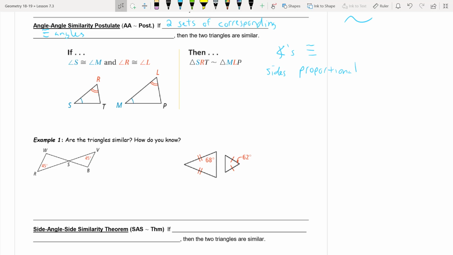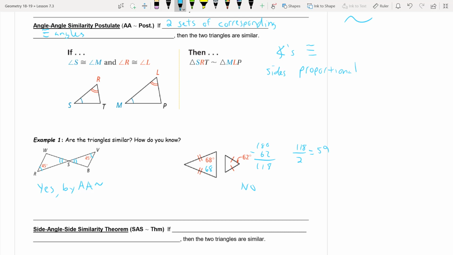If we look at example 1, they gave us that angle R and angle V were both 45 degrees. And from our knowledge of triangles and angles, we know that angle WSR and angle BSV are going to be congruent because they're vertical angles. Since I have two sets of congruent angles here, we can say yes, by angle-angle similarity, these triangles are similar. Using that same knowledge and all we've learned up to this point with triangles, can we tell that this second set of triangles is similar? I'm going to go ahead and pause the video and let you try it, and when you come back in, the answer will be there.